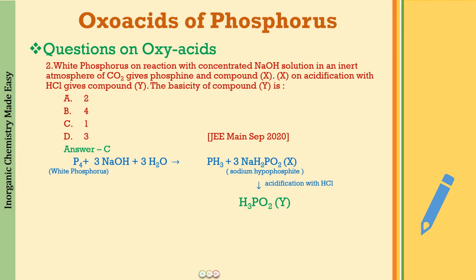H3PO2 is going to be Y, and when you draw the structure for this, what you will be seeing is this is going to be the structure, and here we have 1 P-OH bond. The number of P-OH bonds in the formula of the oxo acid is going to be equal to the basicity of the compound, and because here we have just one P-OH group, therefore the basicity of this H3PO2 is going to be 1. The answer is going to be C choice.